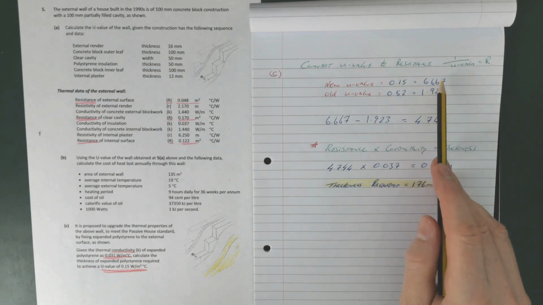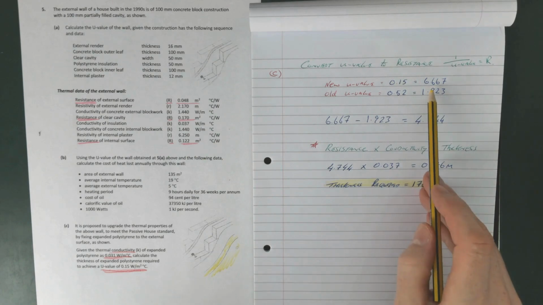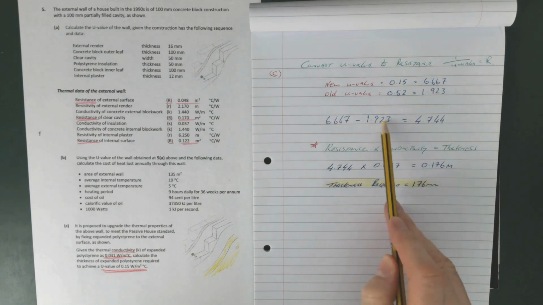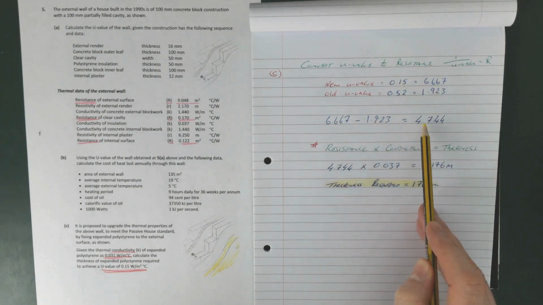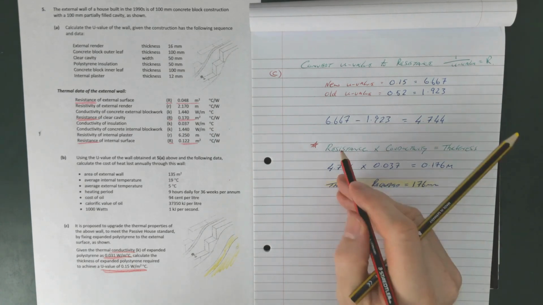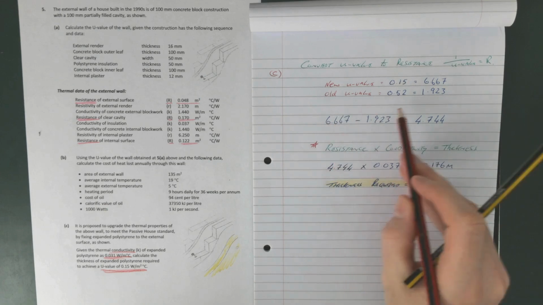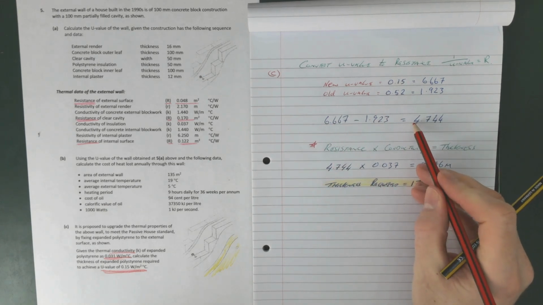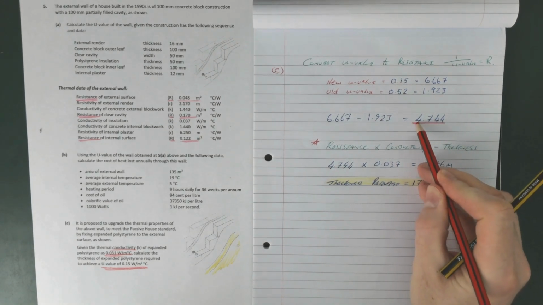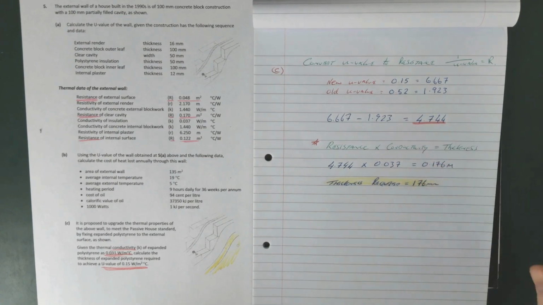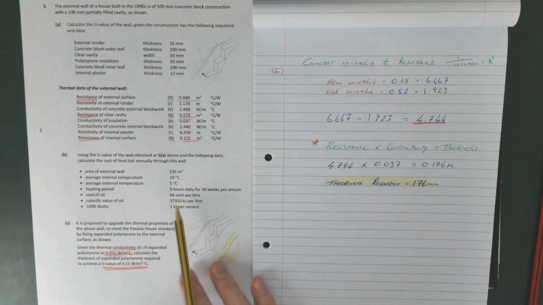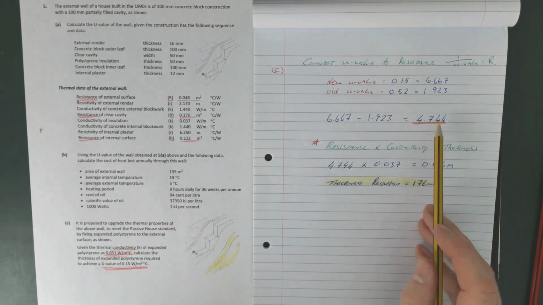So now we have the two resistances. Once they are resistances, we can take them away from each other to work out the difference. We take this small one from the big one, and we end up with the difference in between. That's the amount of resistance that we need to make up with the external insulation that we're going to apply on this wall.